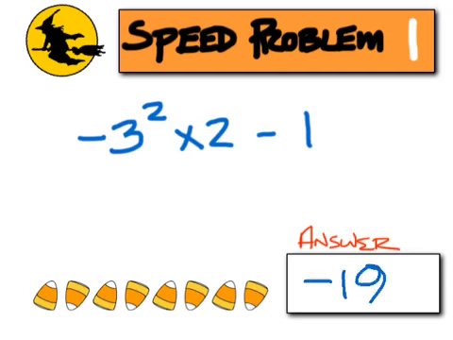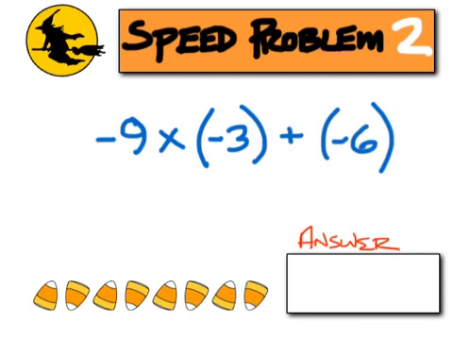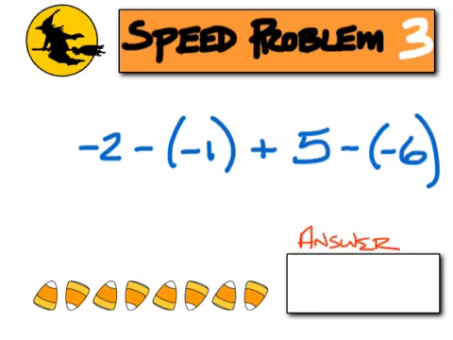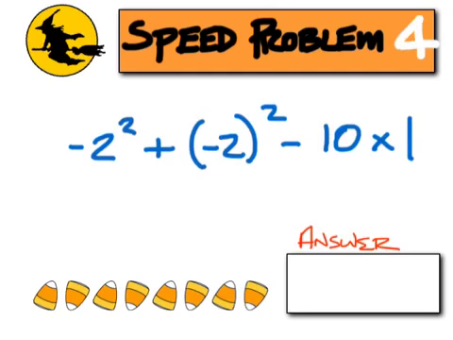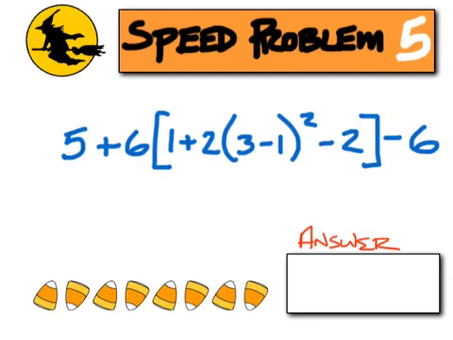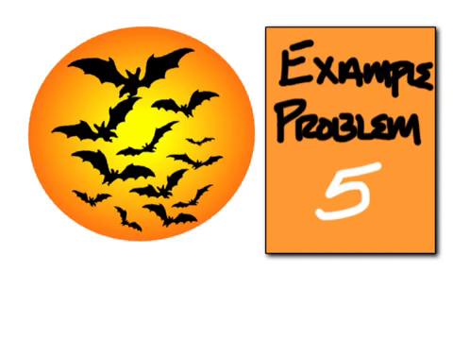Answer on this one should be negative 19. Answer should be 21. Answer on this one should be 10. Answer is negative 10. Answer on this one should be 41.